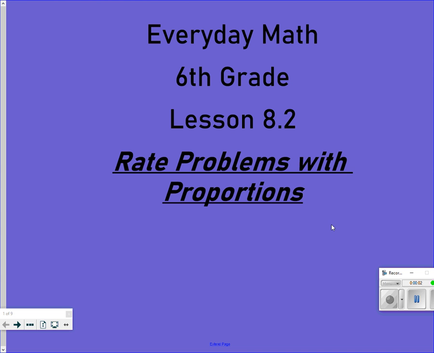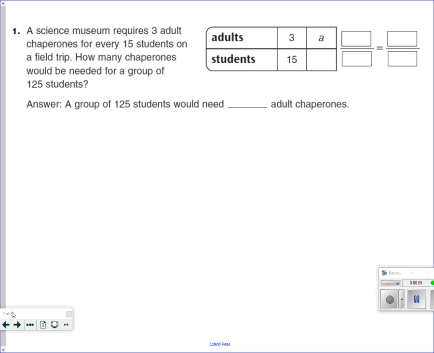Hello, sixth grade. Today we're dealing with rate problems with proportions. And we have to get to the unit rate before we can do any of this stuff. I'll show you what I mean by this.